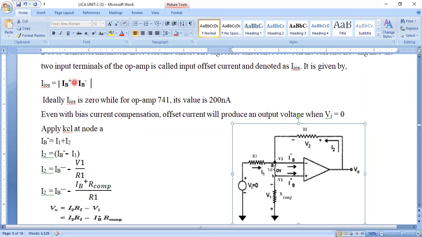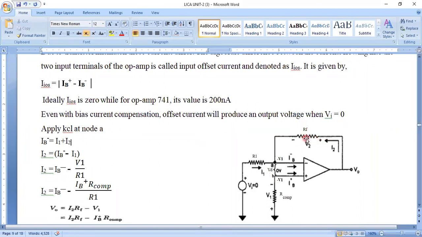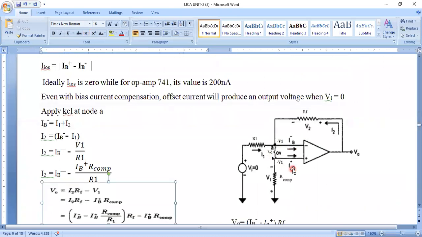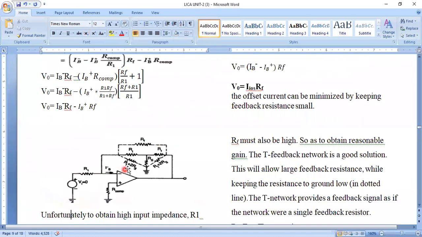So how do we eliminate this input offset current? A high feedback resistance is connected between the inverting terminal and the output terminal. This is the high feedback resistance, RF. The main objective is to eliminate input offset currents. We have to design the circuit in a T-shaped manner. We will discuss this T feedback circuit. This is the actual good solution.